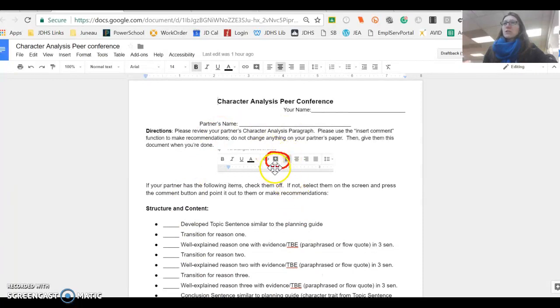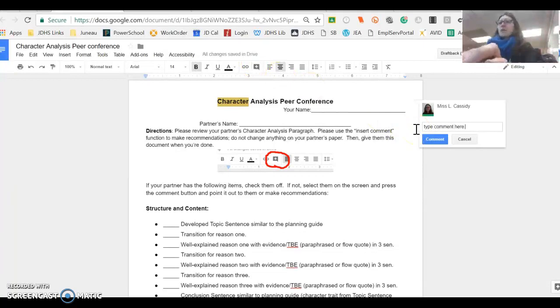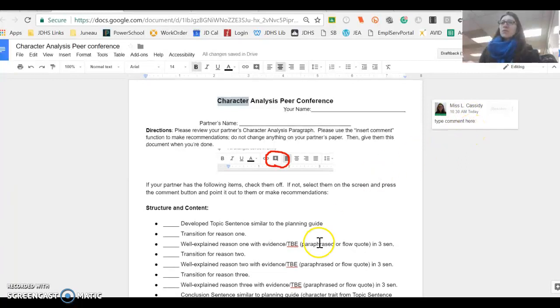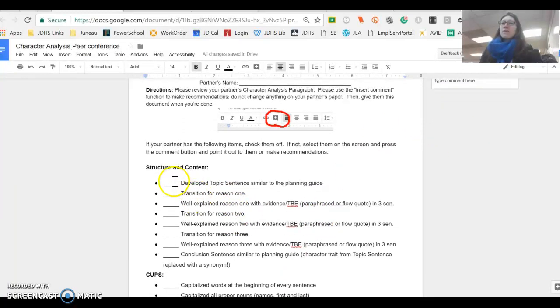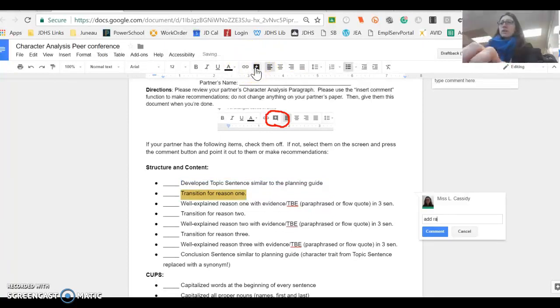So you see this right here, this little plus sign? It's located right up here. When you want to make a comment, highlight something, make a comment, and then type comment here, and click on comment when you have it. And this is how you should be making comments, okay? So you want to look down this document. And if they have this, check it off. If they don't have it, then make sure you select it and say something like, add transition here. You don't actually have to fix their paper, okay? This is their paper. They're the owners. But you need to point out when they're missing something, okay?